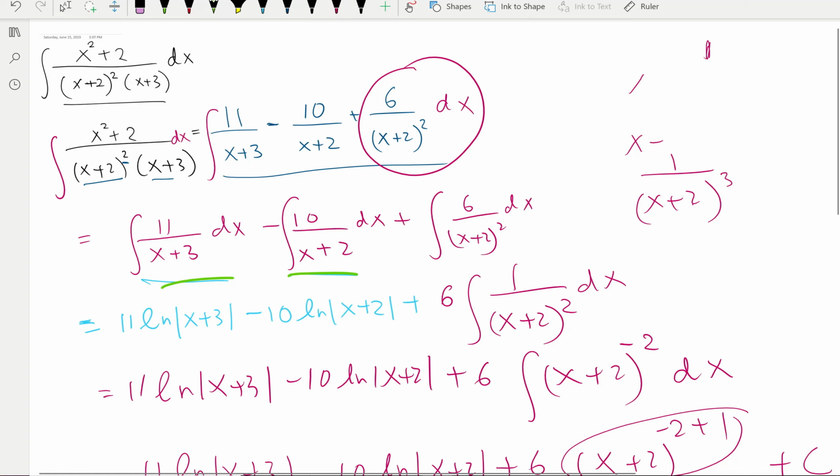So that's why I wanted to do this video separately. The first video was just distinct linear factors, now repeated linear factors. In the next video we will see irreducible factors. How do we integrate that irreducible part? So we can move on stepwise.